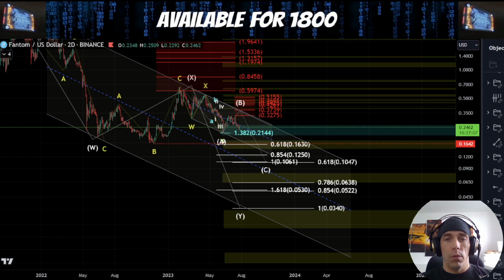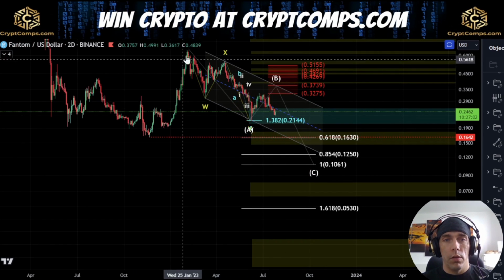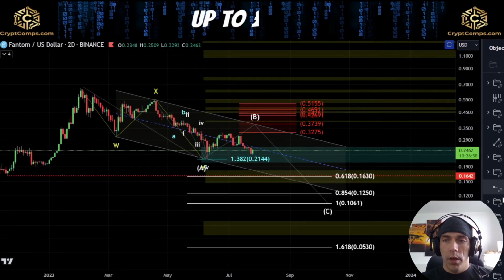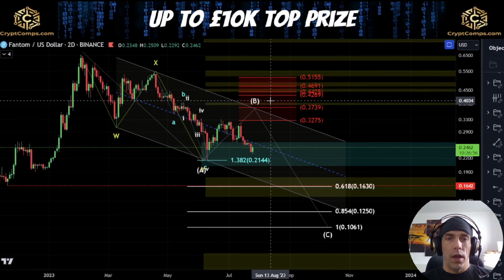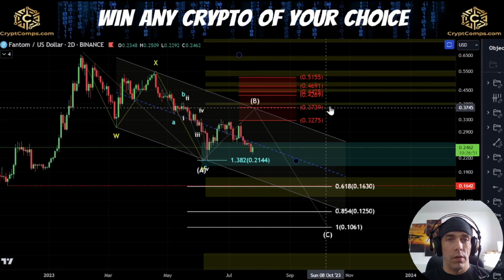Now, the first part of this that we could see actually playing out is we could argue that this whole move here is an A wave, in which case what we'd then be looking for effectively would be a 3-wave move to the upside, and we could potentially still see this push up towards the zone of this 37.39.